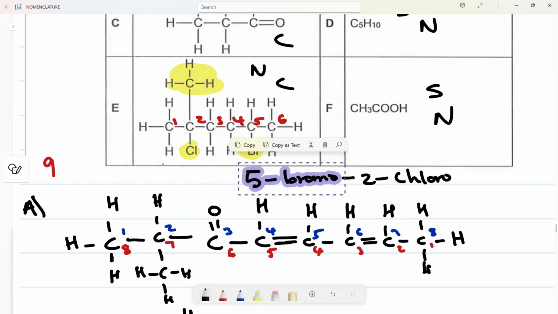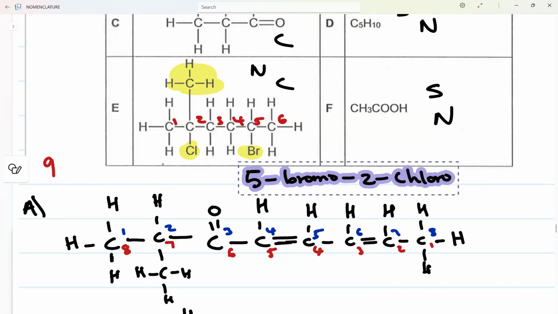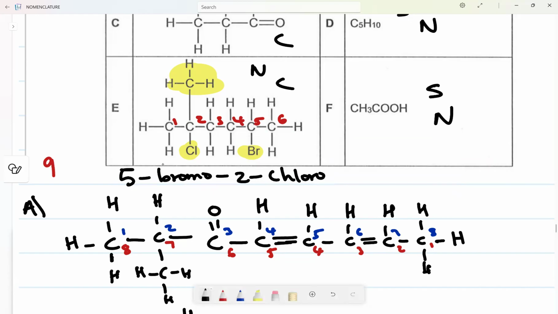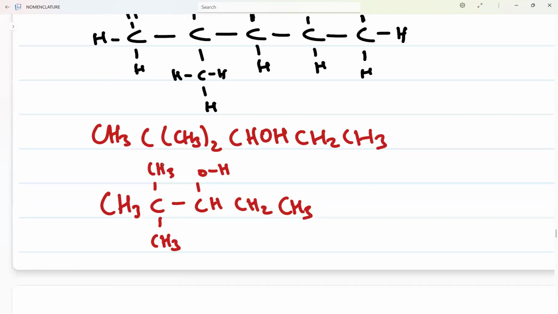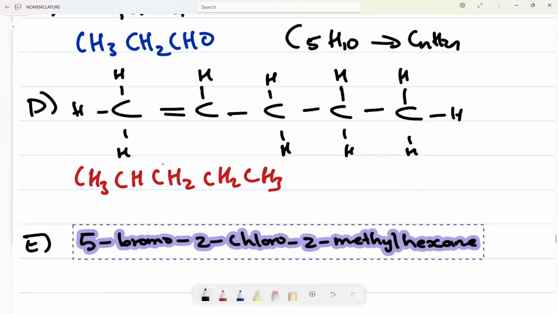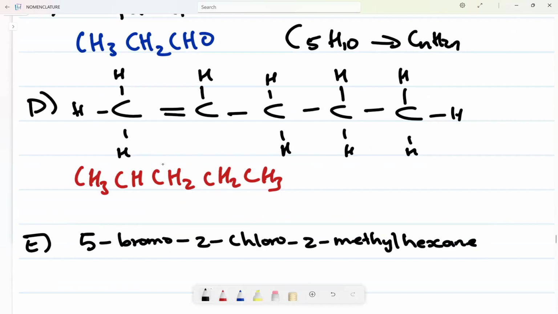How long is this name? 2 chloro. Then I have what? 2 methyl. Longest chain, 1, 2, 3, 4, 5, 6, hexane. Oh, my goodness. How interesting is that? Can you see now? 5 bromo, 2 chloro, 2 methyl hexane.